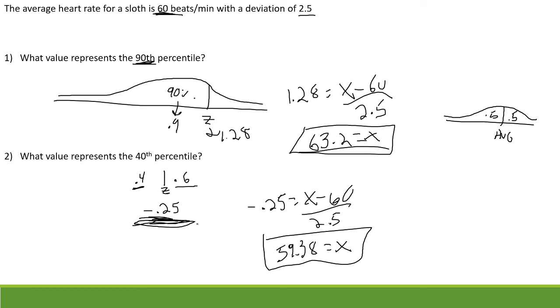The more negative your z-score, the more below average you should be. And the higher your z-score, the more above the average you should be. The bigger positive you have, the more above the average you should be. So you can kind of use that to gauge whether you're doing your arithmetic right.